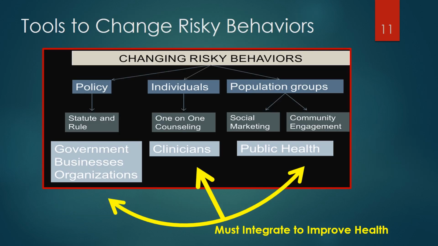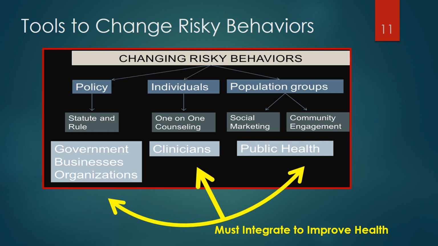There are three major sets of tools to change risky behaviors: policy, influencing an individual one-on-one, the clinical, and population-based interventions. Policy is developed by local, state, and federal governments, businesses, and organizations. It is an effective tool to encourage healthy behaviors, but must be implemented and enforced to be effective.